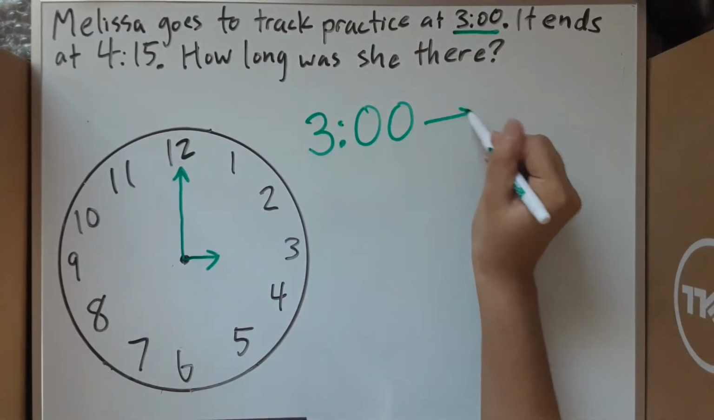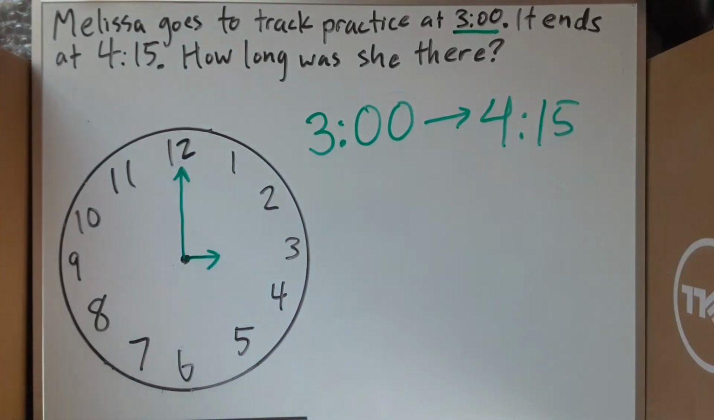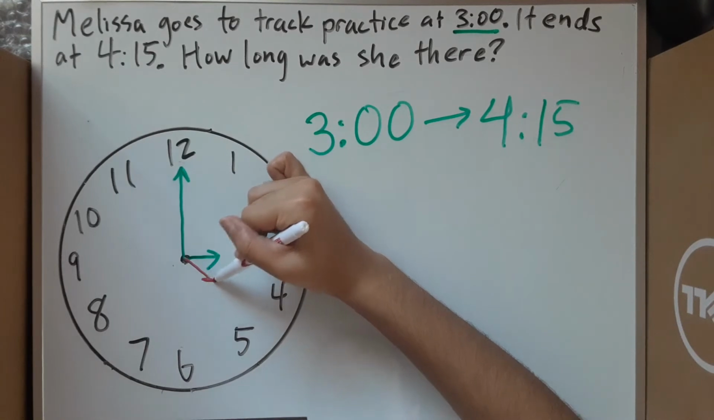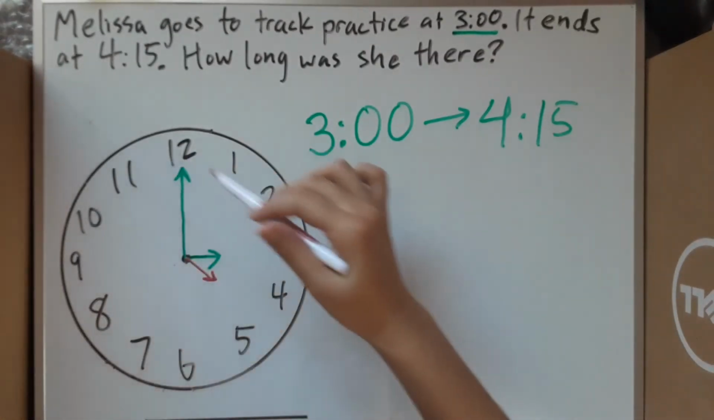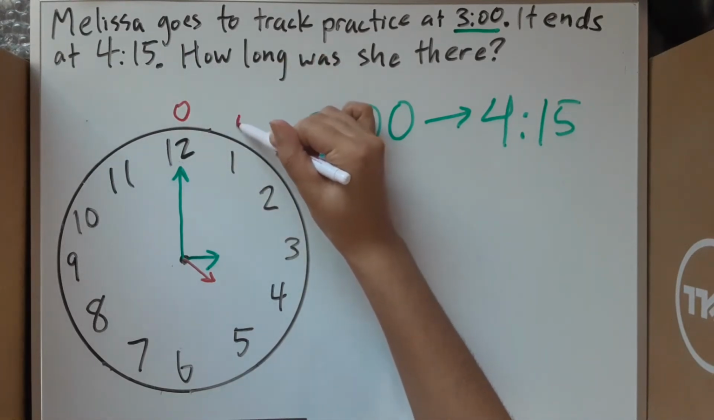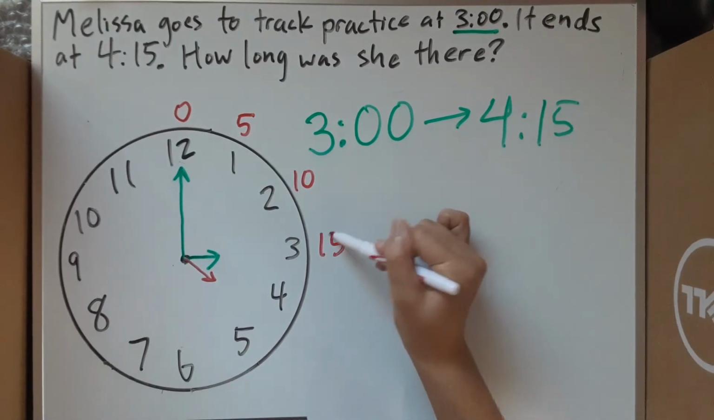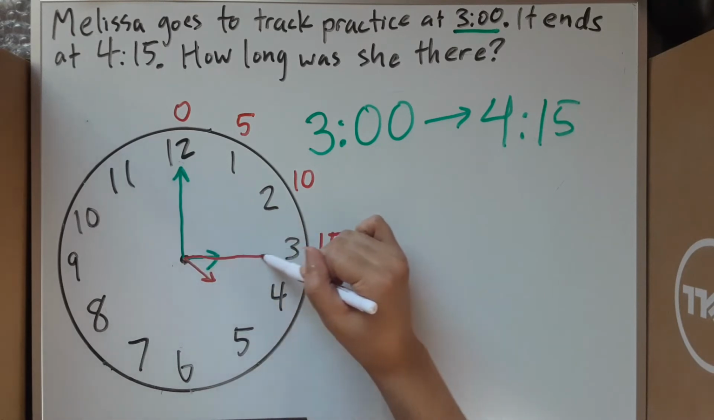We're trying to get to 4:15. So, on the clock, that would be 4 for the hour with our shorthand, and 15 for the minute. Now, as we learned before, minutes on the clock go by 5. So it goes 0, 5, 10, 15. So our long minute hand would point at the 3.